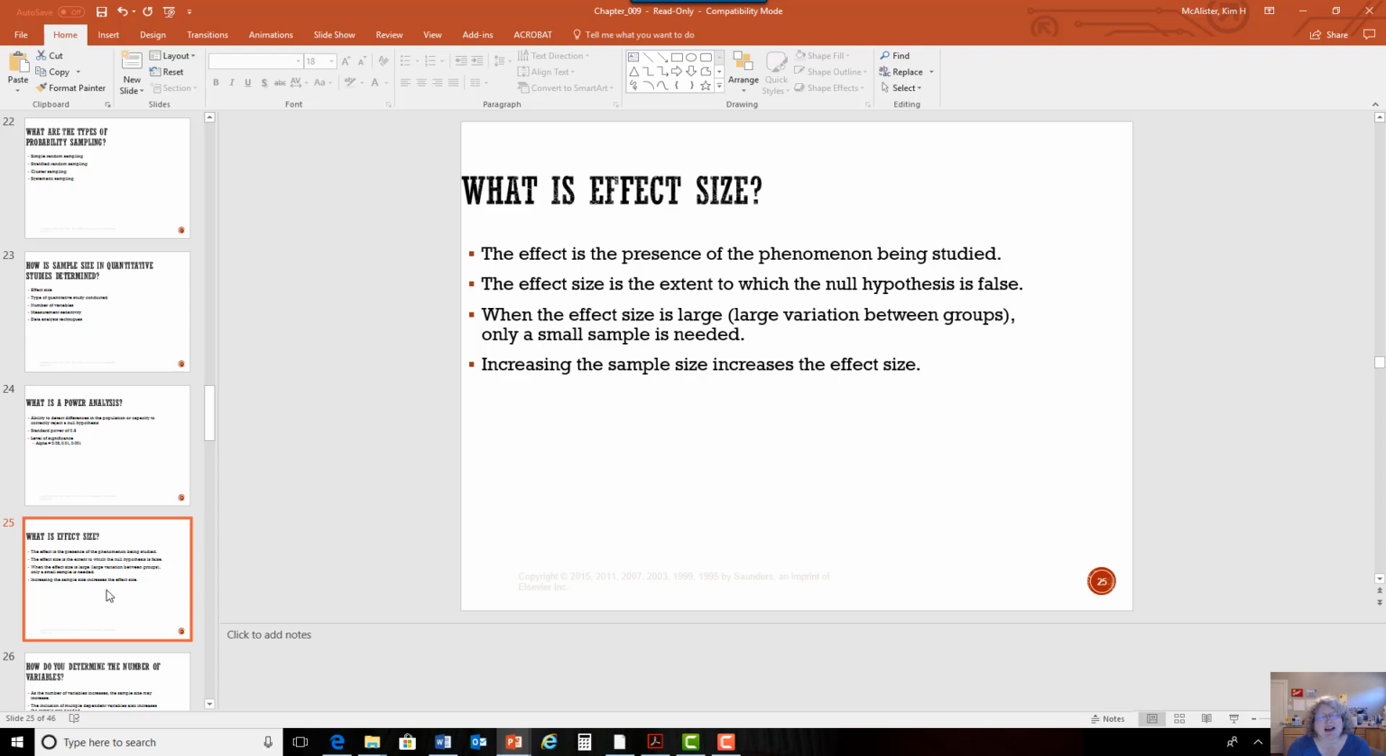So the effect size: is there a difference in the phenomena being studied? It's really how much the null hypothesis is false. So when you have a larger sample size, you're going to have a larger effect size. And so that will help you determine whether or not a change actually took place.